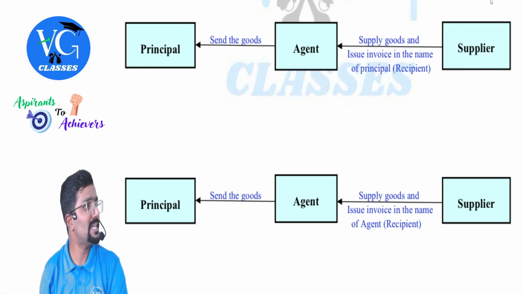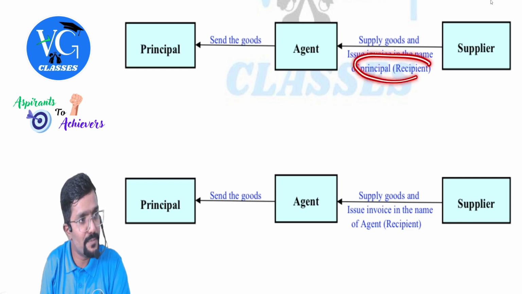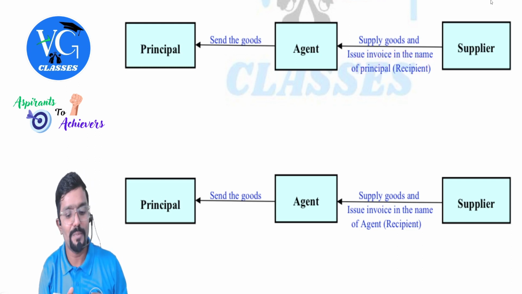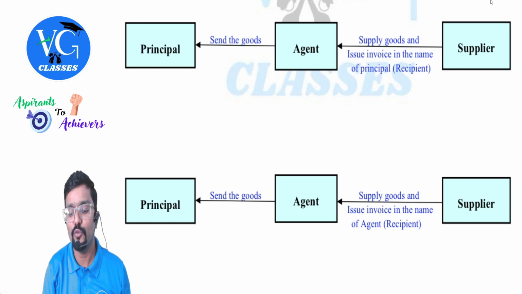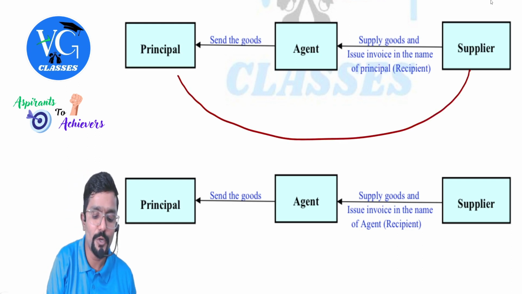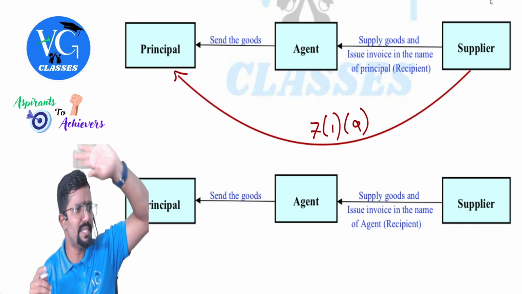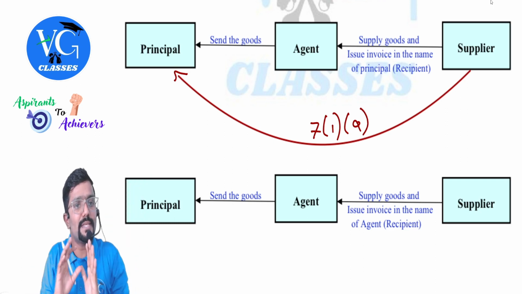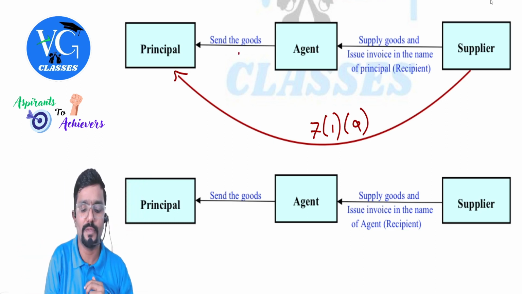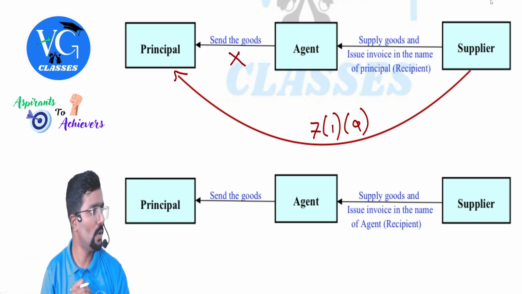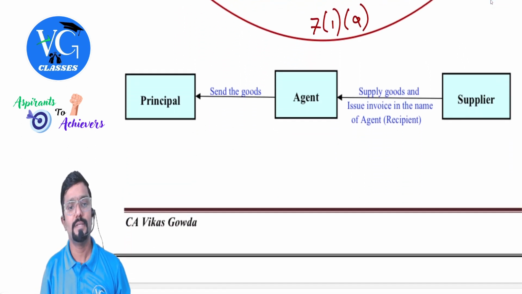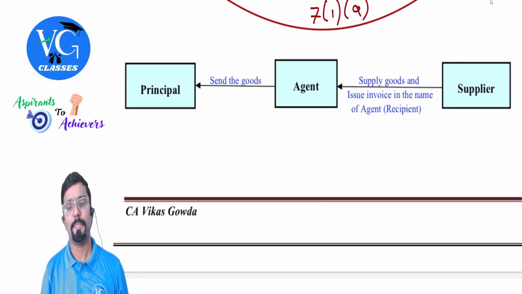Who is the recipient as per the invoice? If the recipient is the principal as per the invoice, that means there is only one supply. From whom to whom? From the supplier to the principal, guys. As per which section? 7(1)(a). Only one supply. Obviously, consideration will be there. Sir, is there any supply between the principal and the agent? No, sorry, there is no supply.